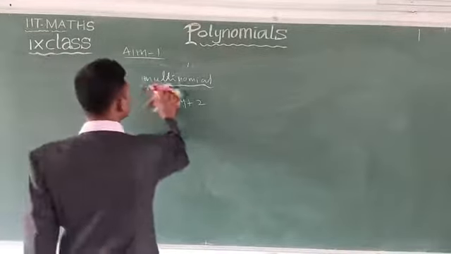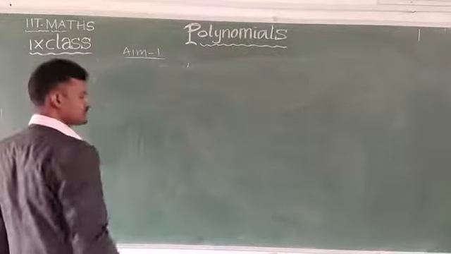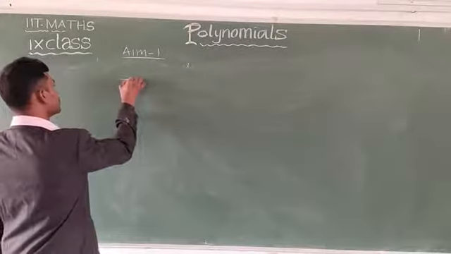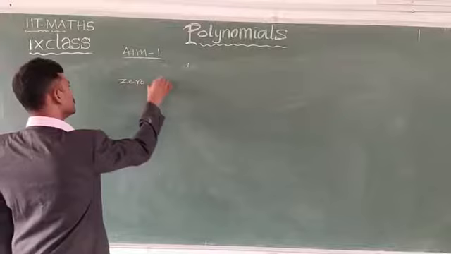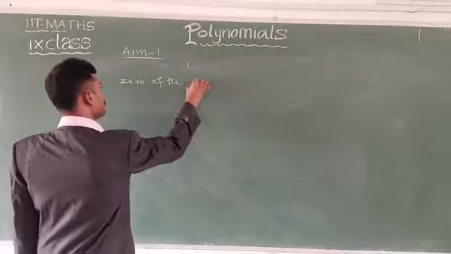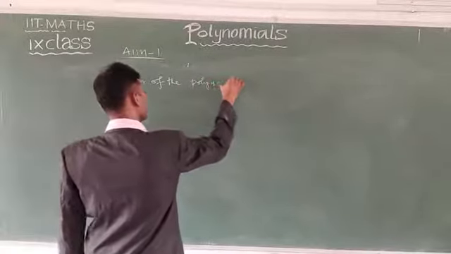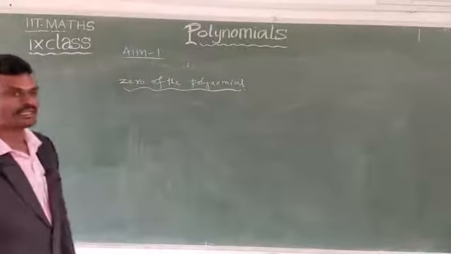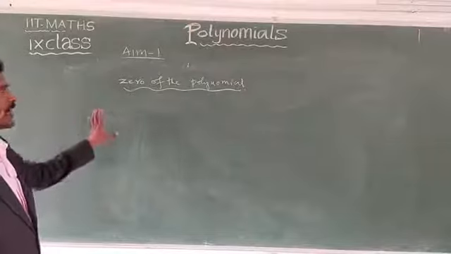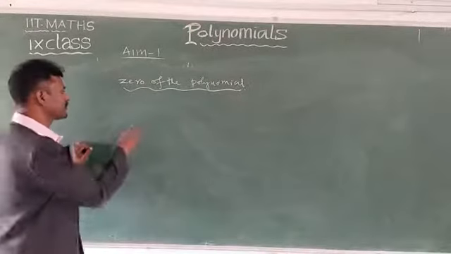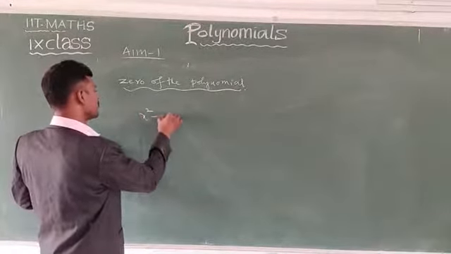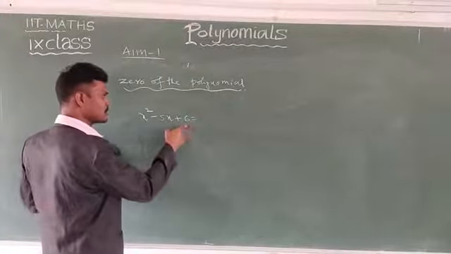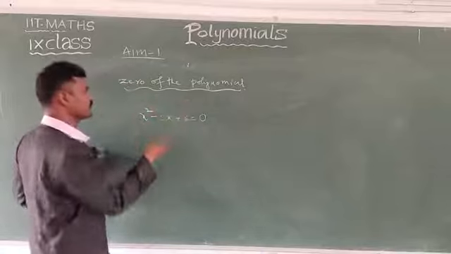Next one. Zero of the polynomial and zero polynomial. What is zero of the polynomial? A polynomial is equal to 0. That polynomial is called the zero of the polynomial. Here x square minus 5x plus 6. This is an expression. This is a quadratic polynomial. It is equal to 0. This is called the zero of the polynomial.